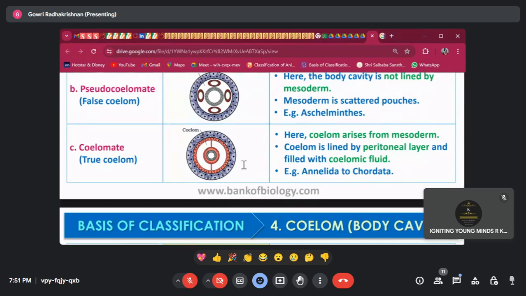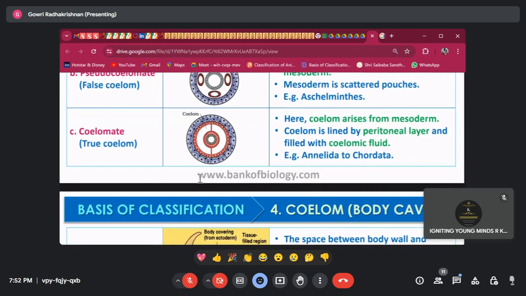Coelomate, or the true coelom. Here the coelom arises from the mesoderm. The coelom is lined by the peritoneal layer and filled with coelomic fluid. The peritoneal layer acts as a boundary, and the coelomic fluid reduces the friction between the organs, as I told you earlier. So Annelida to Chordata have the true coelom.